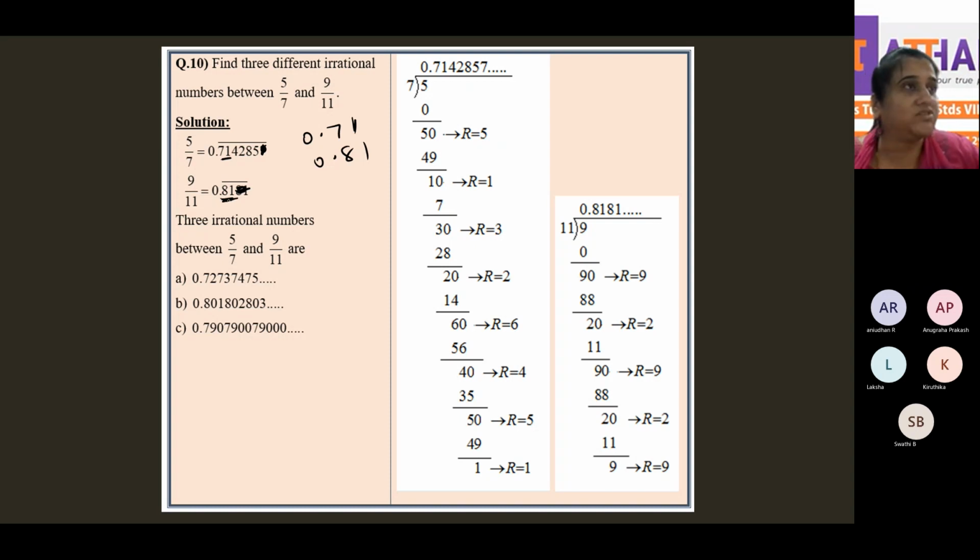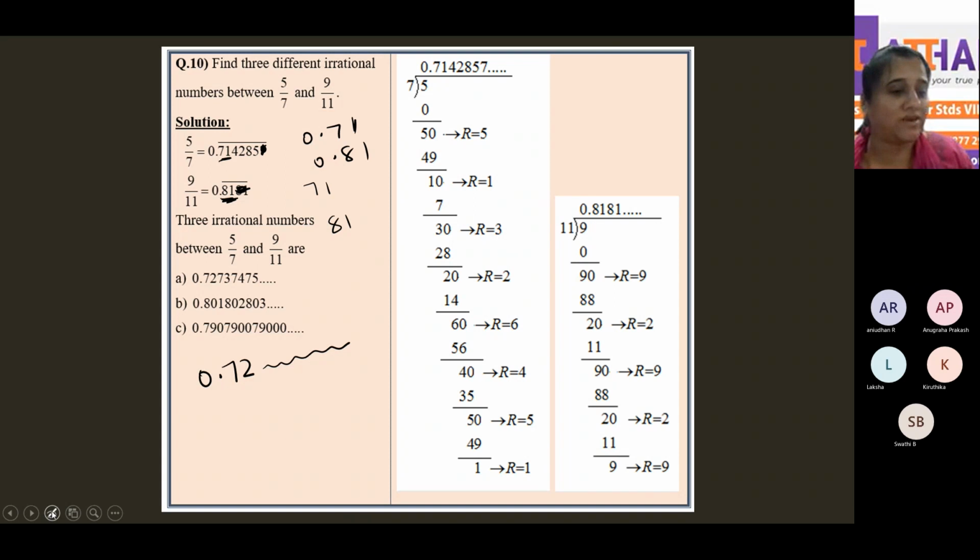So since I have 2 digits here, 0.81, I'm taking 0.71, 2 digits. So it's like 71 to 81 kind of. Understand? 0.71, 81. So 72, 73, 74. So many numbers you have between. So you can write 0.72 and write anything you want after that. You should start with the correct digits.